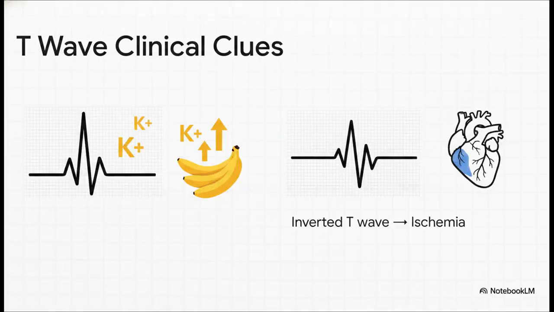But hey, don't underestimate the T wave. Its shape gives us some incredibly important clues. If you see T waves that are unusually tall and pointy, almost like a tent, that can be one of the very first signs of high potassium in the blood, or hyperkalemia. And if they're flipped upside down, inverted, that can signal ischemia, which means the heart muscle isn't getting enough oxygen.